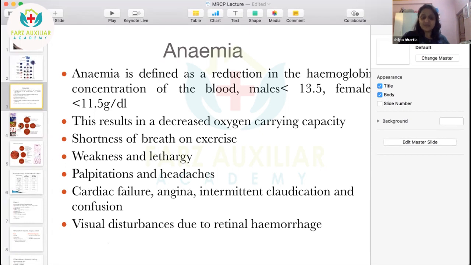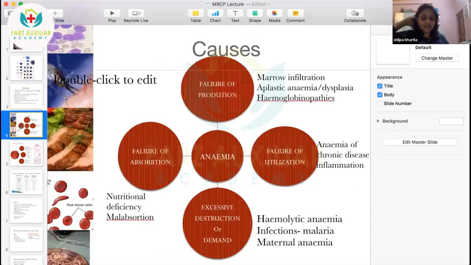So when you're approaching an anemia case, it's about looking at the diagnosis. It is due to the underlying causes. So when you're looking at the cause, you have to think of 4 different main sectors. Either your red cells are not being produced. There is failure of production, which is usually something infiltrating the bone marrow, or it is aplastic anemia, or there is a hemoglobinopathy where there is a defective gene and it does not let you produce your normal red blood cells.